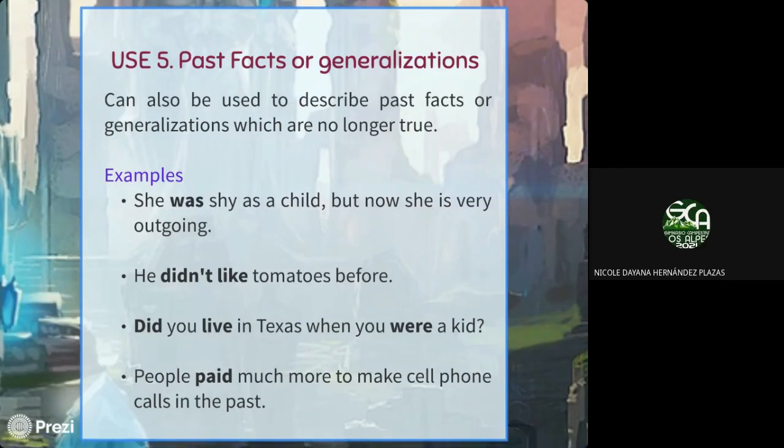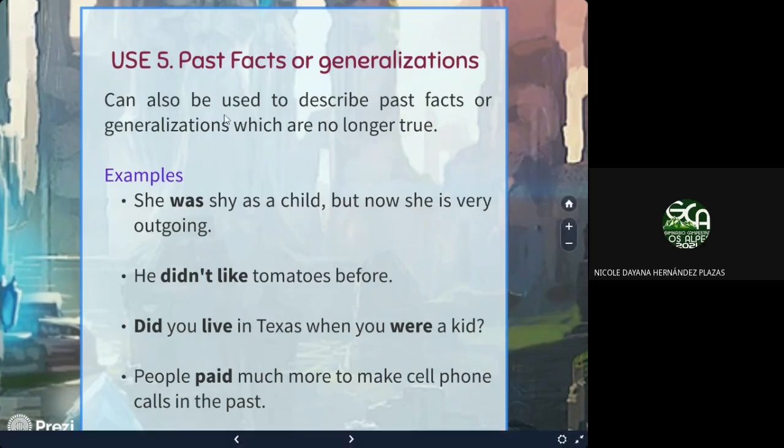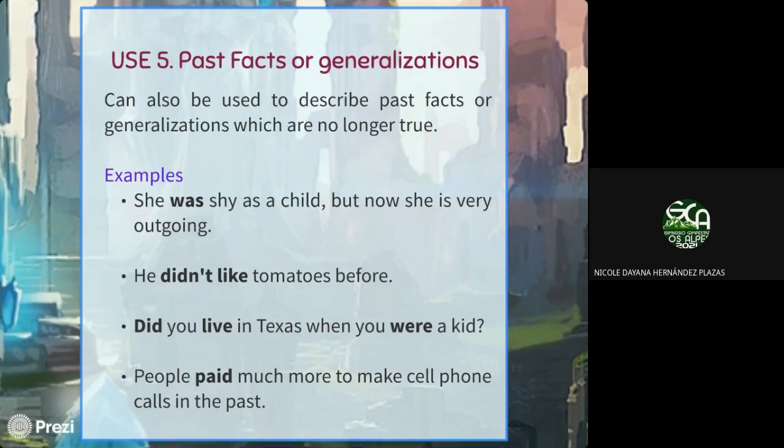Past facts or generalizations. Cuando nosotros, por ejemplo, hablamos del presente simple, hablamos de facts. Cosas que son hechos. So, we live on planet Earth. Eso es presente simple. Vivimos en el planeta Tierra. En el pasado tenemos algo similar para hablar de eventos así como hechos, pero del pasado. Easy peasy. So, it can be also used to describe past facts or generalizations which are no longer true.